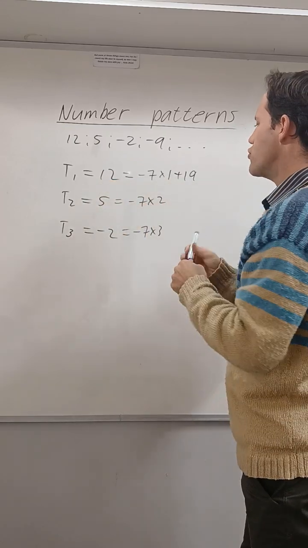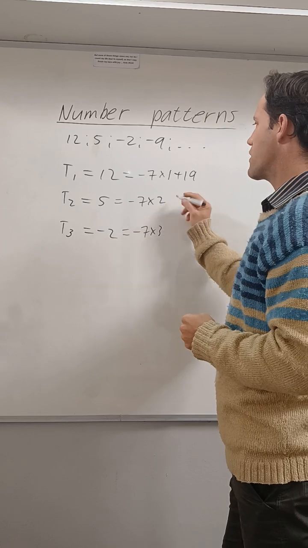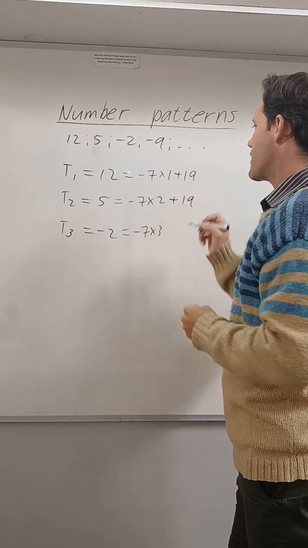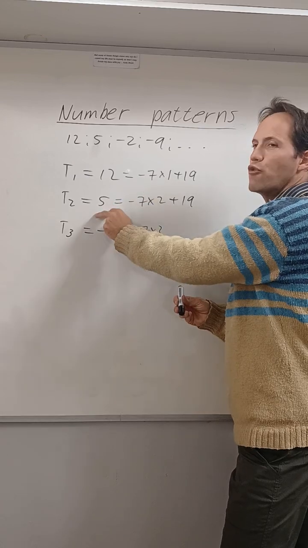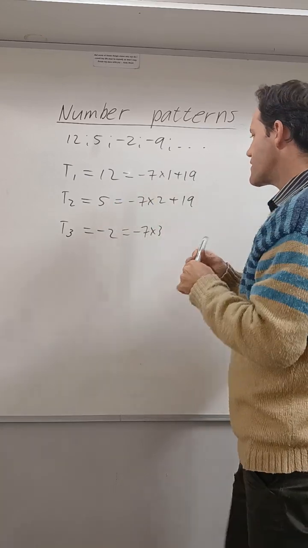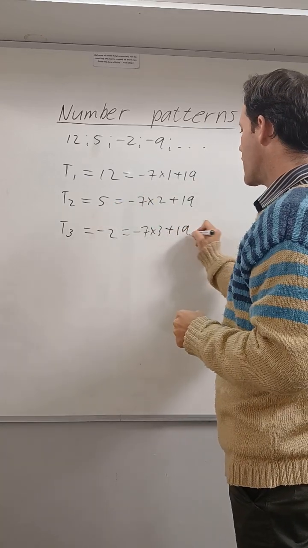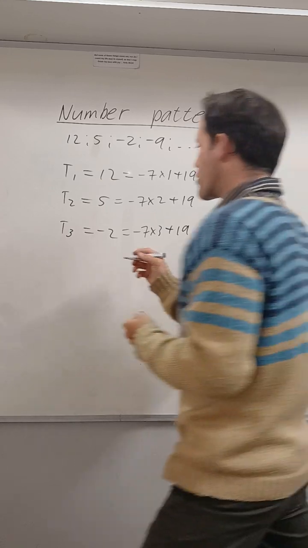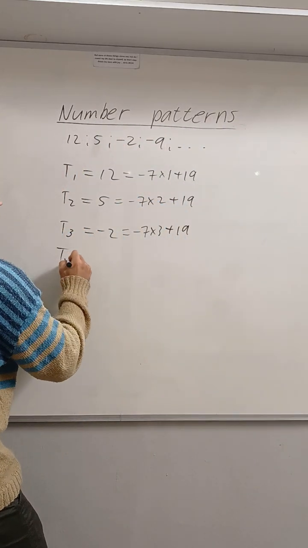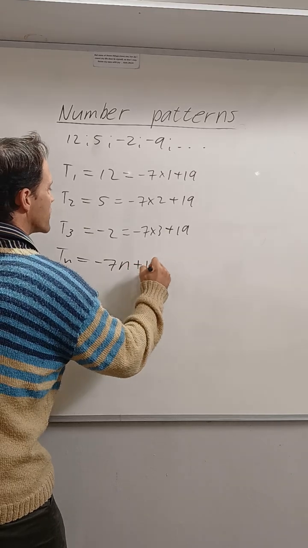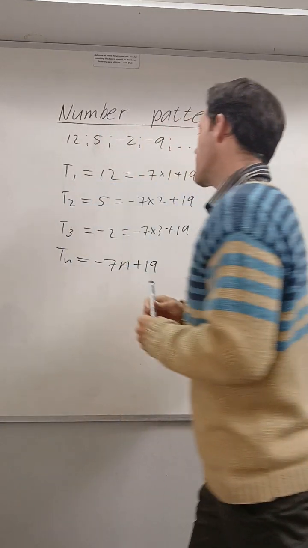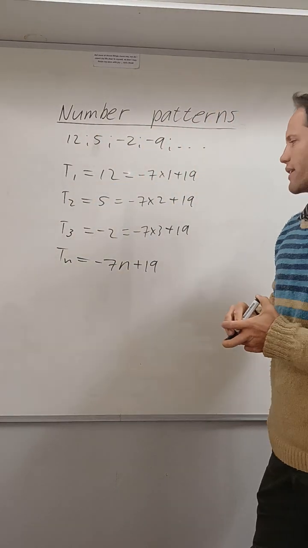Negative 7 times 2 is negative 14. And then again you add 19. So negative 14, if you take it over, it's 5 plus 14 is 19. So it means I can see I need to add 19 every time. Okay? So the rule is to find Pn, I can say it's negative 7n plus 19. Okay? Negative 7n plus 19.